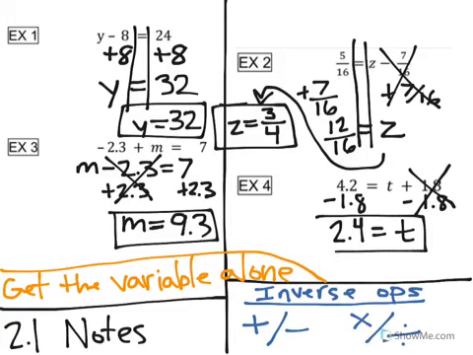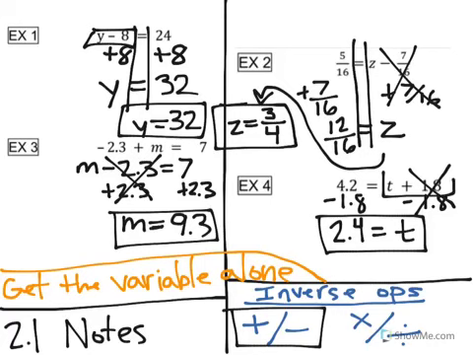But t equals 2.4. So in all of these problems we talked about how addition undoes subtraction and subtraction undoes addition. So maybe go ahead and look at some of the problems where you see something's being subtracted from a variable or something's being added to the variable, and see if you can use this video to help you solve those problems.